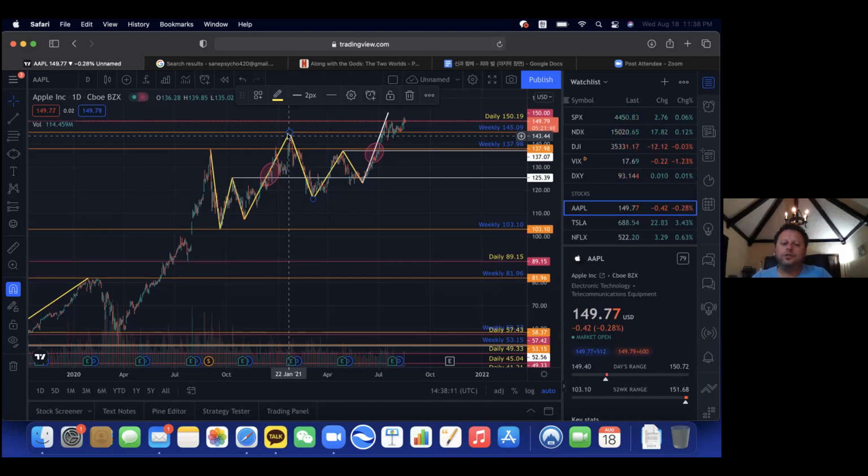Because of that, Apple respects the levels. When it gets to a weekly level, you have millions of people who are all watching it at that point. And if you have a million different people who say, oh my God, it's getting to this level, and the indicator says it'll go down, they're all going to sell. Then you have millions of people selling, of course the price goes down.